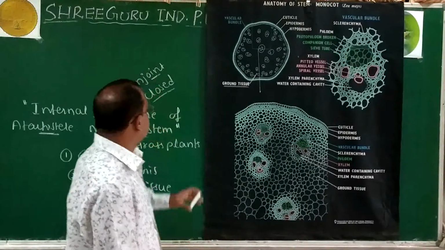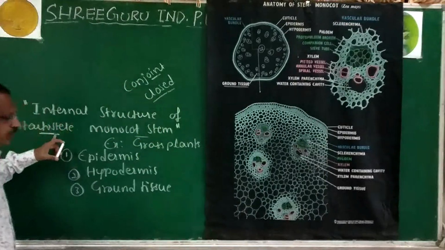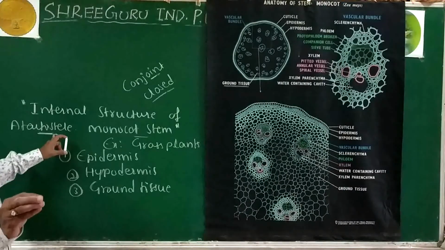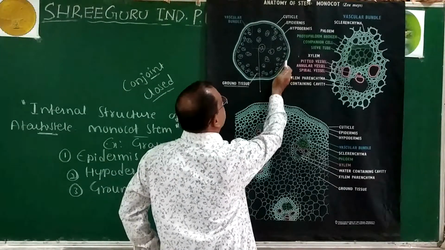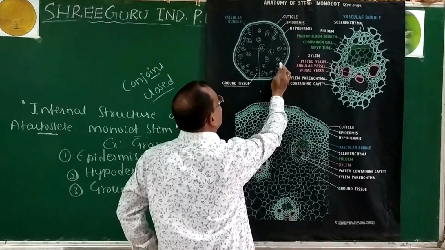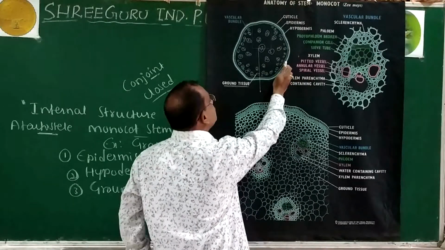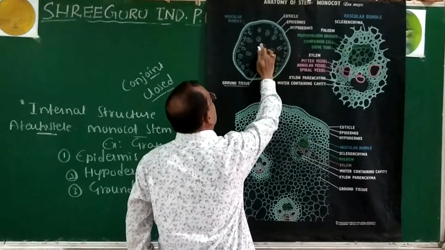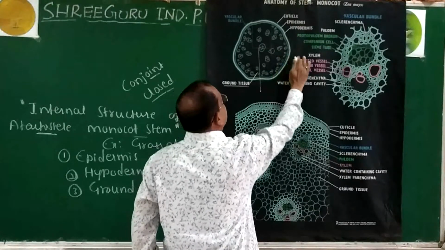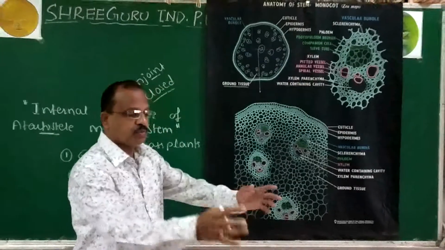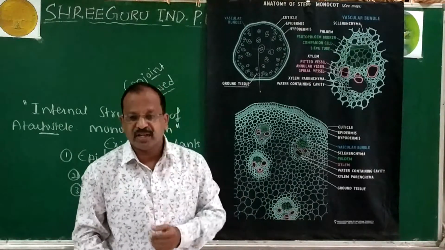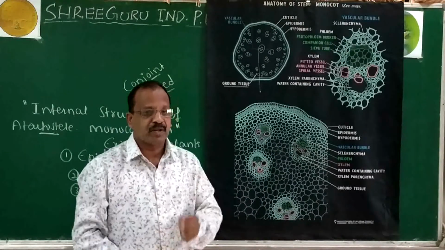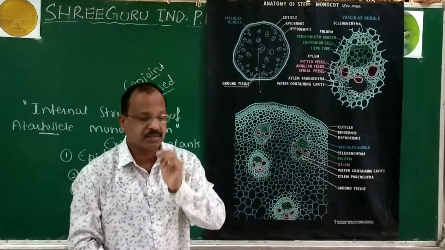Vascular bundles are scattered all over the ground tissue. This kind of arrangement is called atactostele. Smaller vascular bundles are present towards the periphery, and the larger vascular bundles are present at the center.